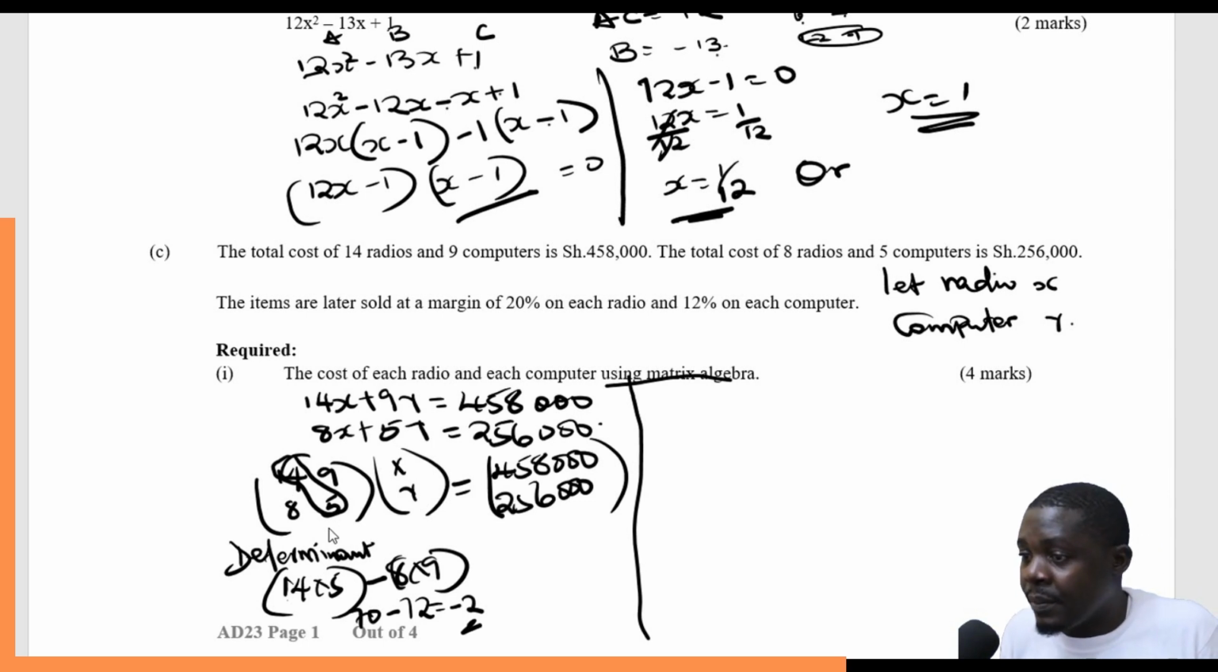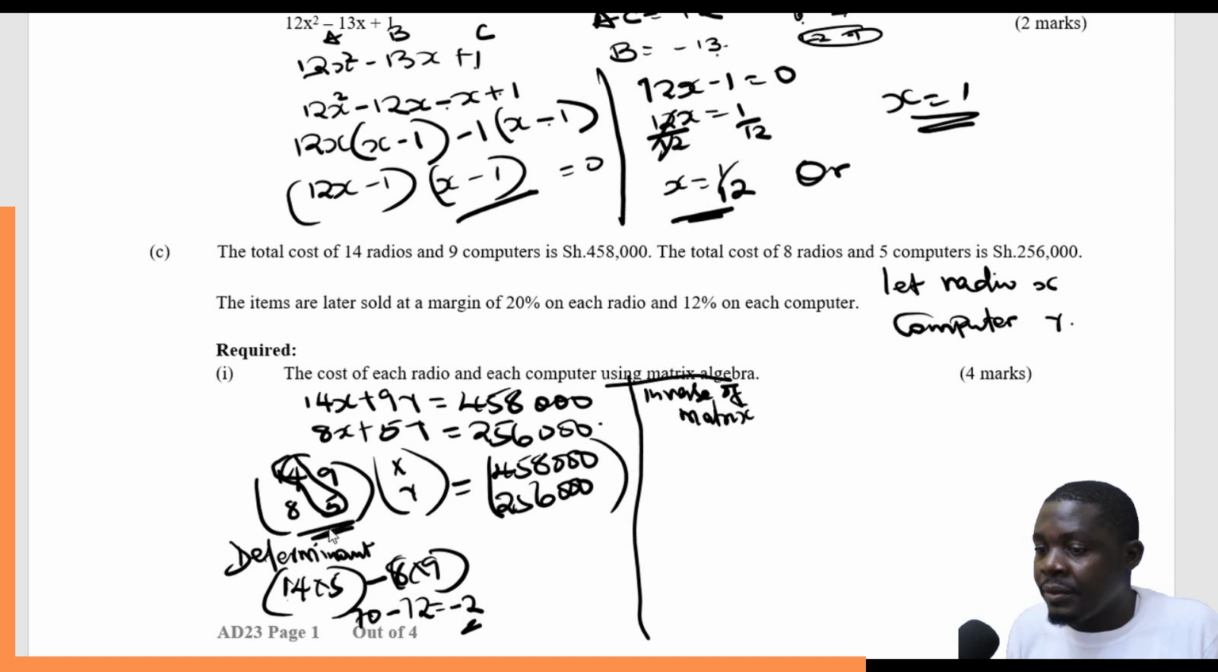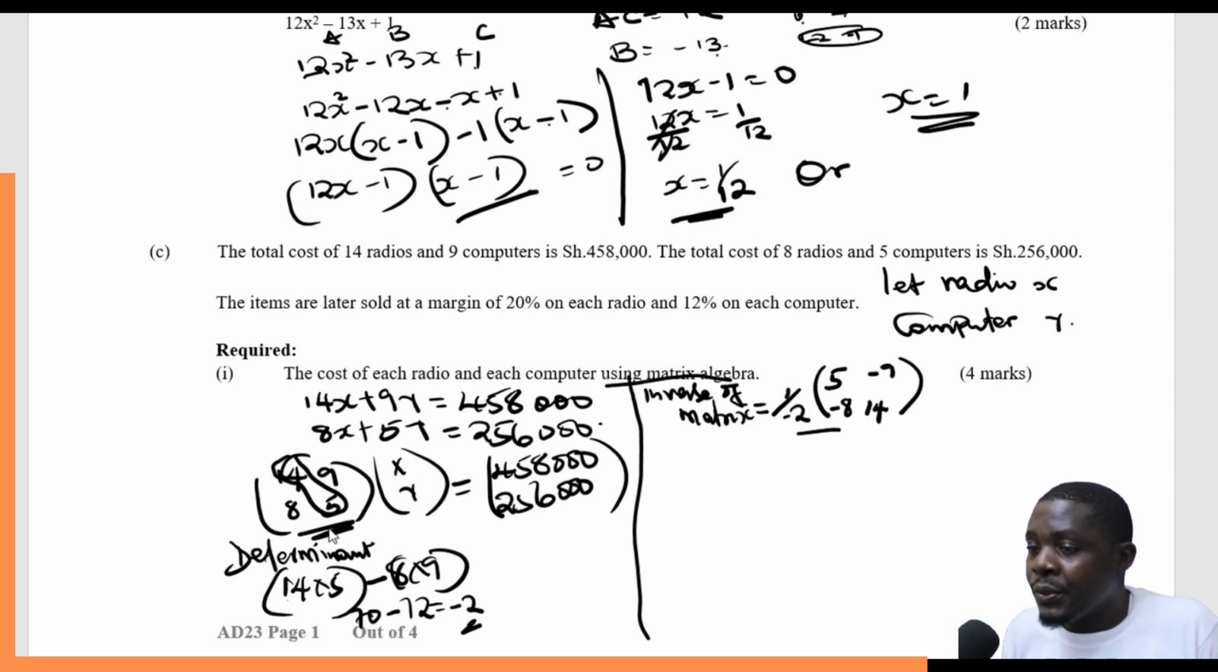Write the inverse of a matrix. This is what we are going to consider when we write the inverse. The inverse looks like this: 1 over negative 2 into, now 14 and 5, they are going to interchange positions. We have 5 and 14. For the remaining diagonal, we just change the signs: negative 9, negative 8. Now this is the inverse of the matrix you are going to use to multiply with the product we are having at this end.